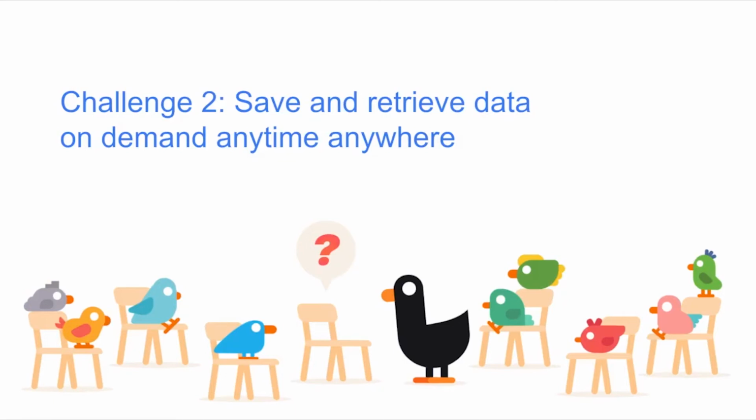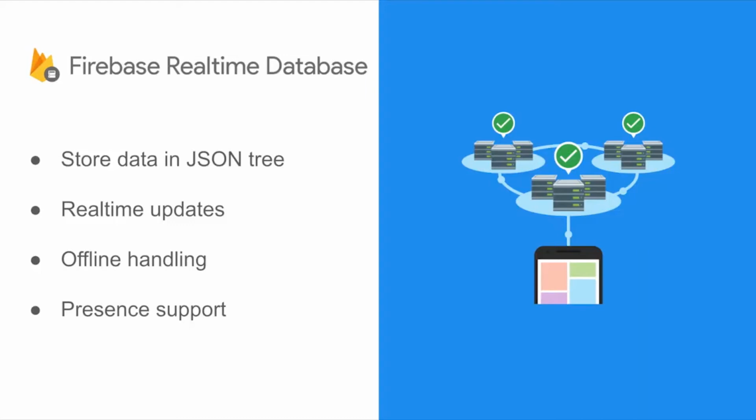Another challenge that app developers face is the ability to save and retrieve data anytime, anywhere, and this can be done through a few Firebase products. One of them is the Firebase Realtime Database. Firebase allows you to store data in a JSON tree, and it supports real-time updates, so your users can get updated data easily without extra code. Besides that, it also allows offline handling and presence support. So if you want to have an app that allows you to see the last seen of a user, or to know whether your users are online, you can use Realtime Database to help you out.